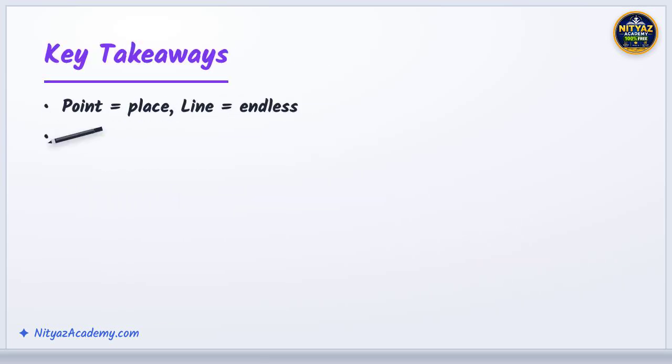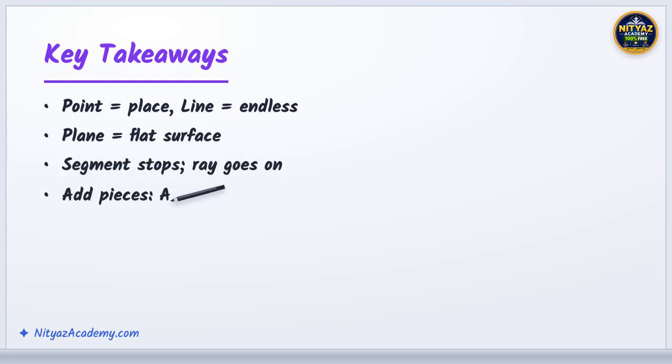Let's lock it in. A point marks a place, a line runs forever, and a plane is a flat, endless surface. A segment has 2 stopping points, while a ray keeps going. And when a point lies between 2 others, you simply add the pieces. Master these names now. Every geometry proof you write will lean on them.